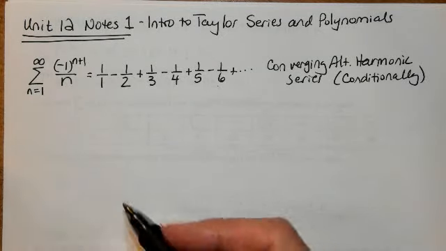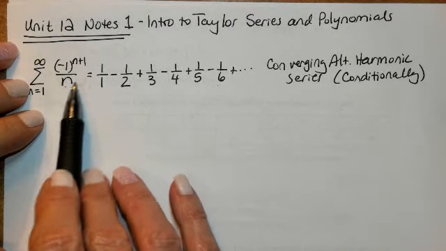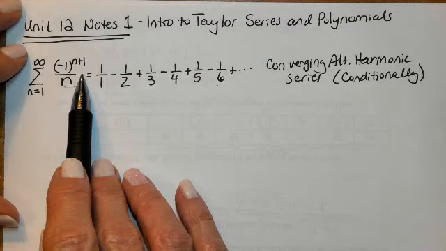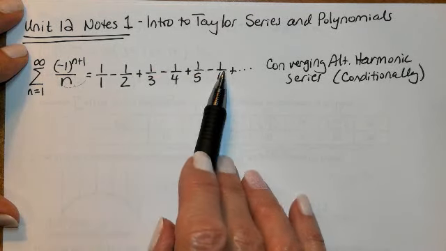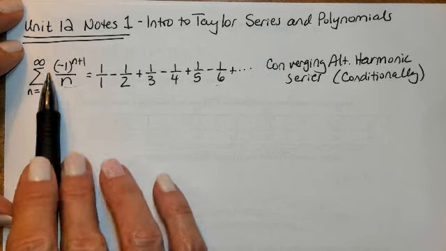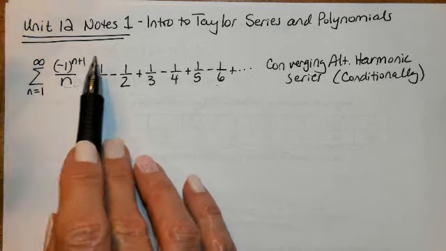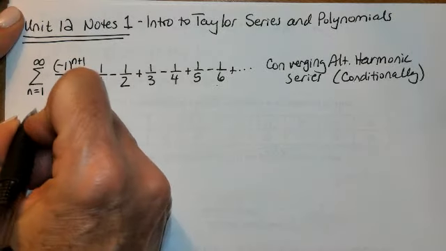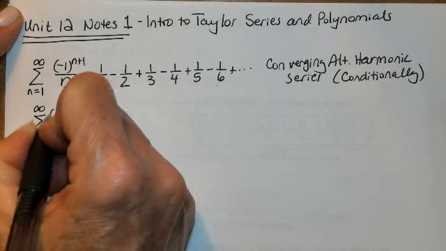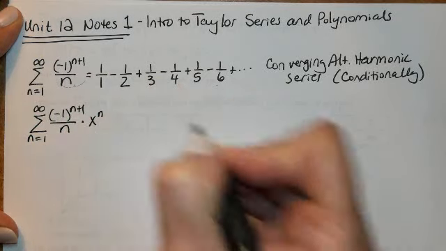In this unit, we're going to be changing our series and we're going to be making them power series. A power series will have an x in the terms, okay? So we're still going to have something that looks like this, but somewhere here we're going to be multiplying by x to something with n's in it. For instance, I could keep the same series and then multiply by x to the n. Okay?